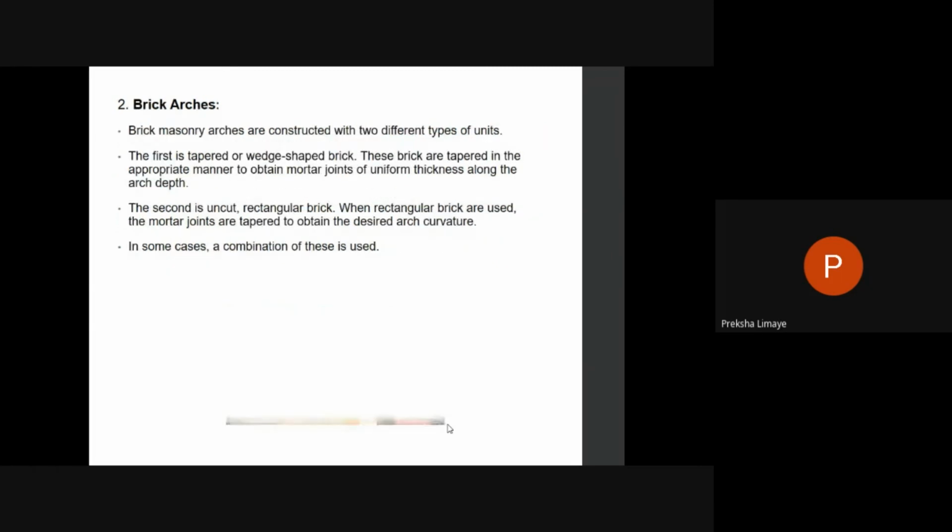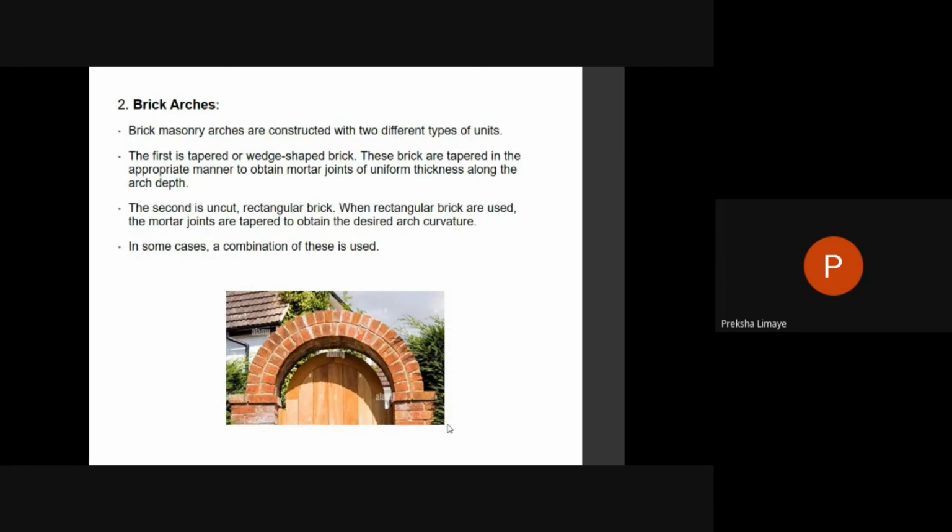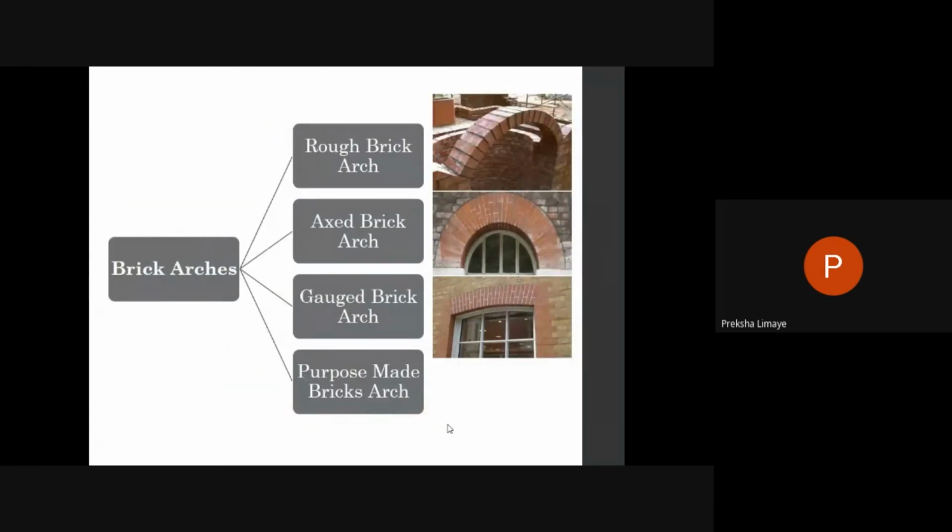Then second, brick arches. Brick arches are constructed with two different types of units. The first is tapered or wedge-shaped brick. These bricks are tapered in an appropriate manner to obtain mortar joints of uniform thickness along the arch depth. The second is uncut rectangular brick. Where rectangular bricks are used, the mortar joints are tapered to obtain the desired arch curvature. In some cases, a combination of these is used. Brick arches are of four types: rough brick arch, axed brick arch, gauged brick arch, and purpose-made brick arch.